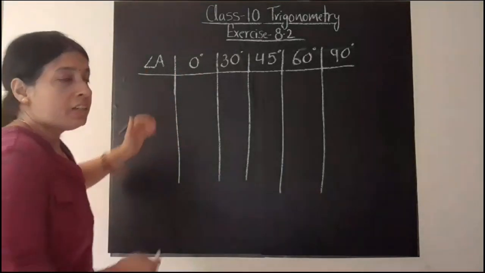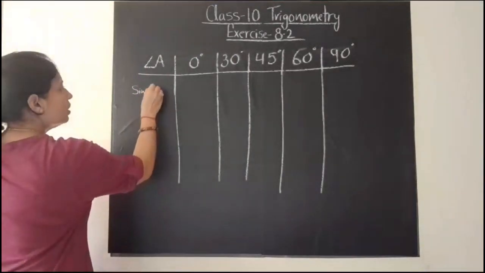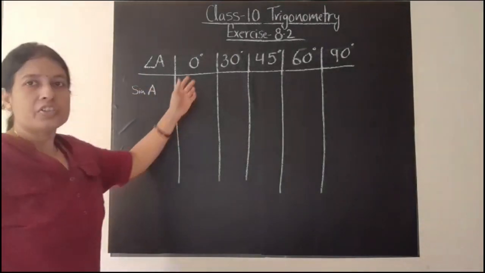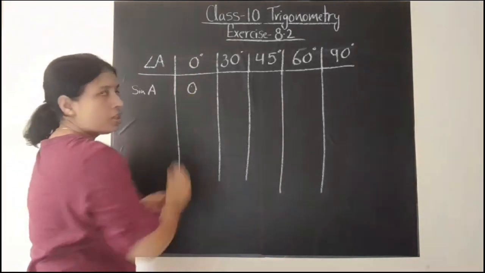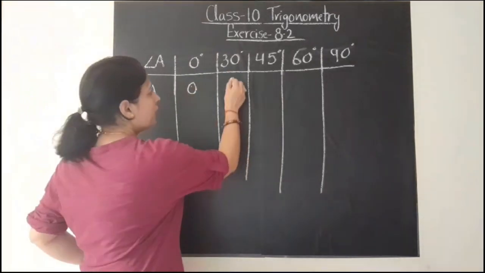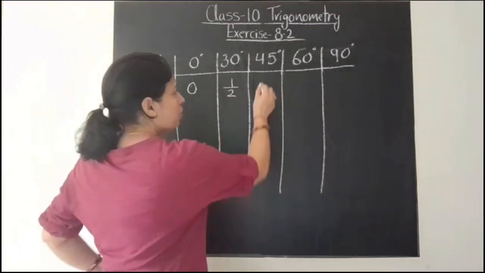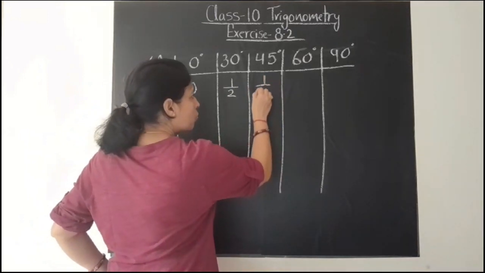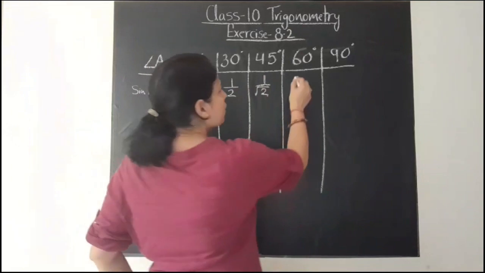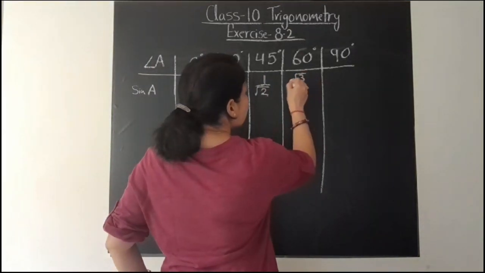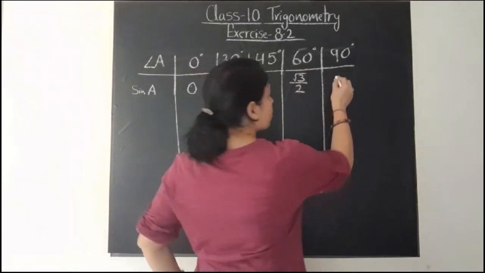So first we see sin A. What is the value of sin A? Sin A for 0 degree: sin 0 is 0. Sin 30 is 1 by 2. Sin 45 degree is 1 by root 2. Sin 60 is root 3 by 2. And sin 90 degree is equal to 1.